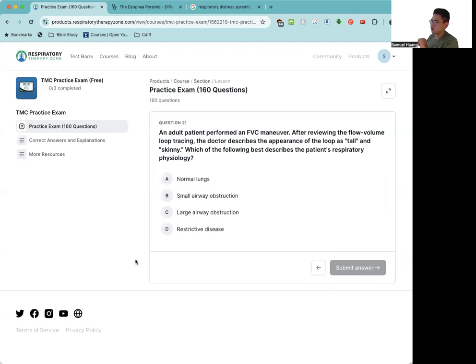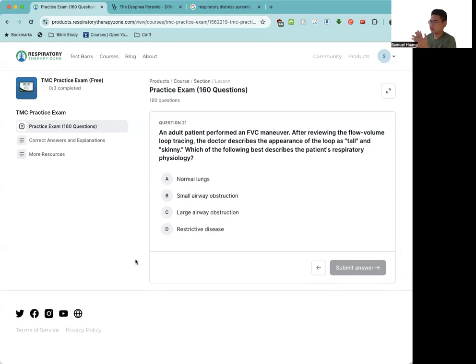All right, adult patient performed an FVC maneuver, low volume trace, and the doctor describes the appearance of the loop as tall and skinny. So basically in your loop, you have inspiration, expiration, inspiration, expiration. If it's tall and skinny, that means you're expiring a lot.